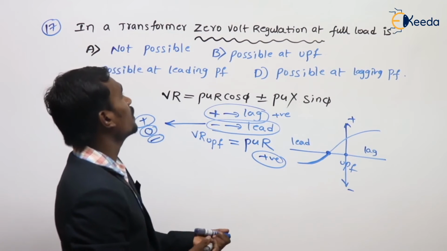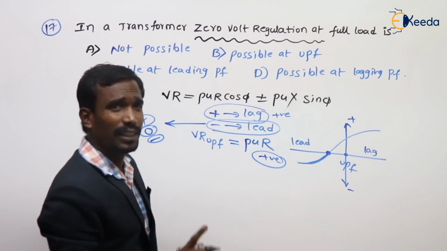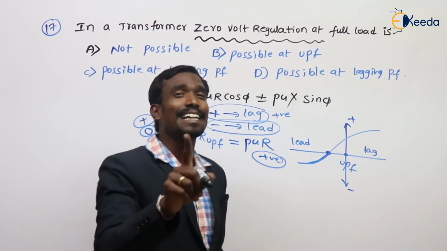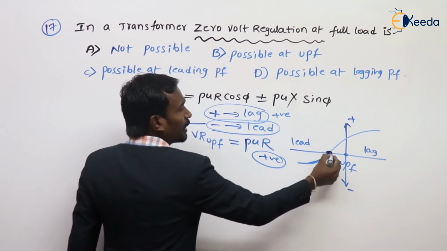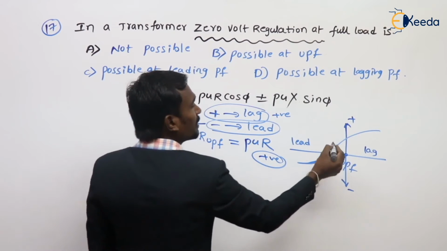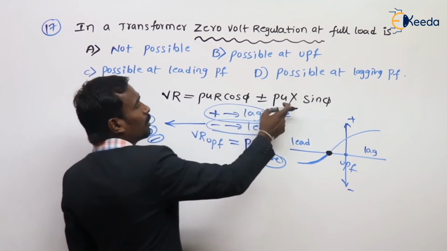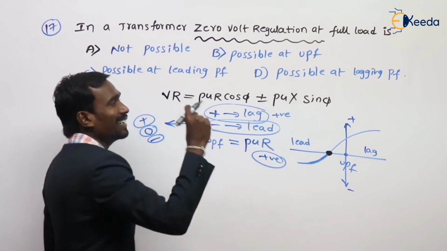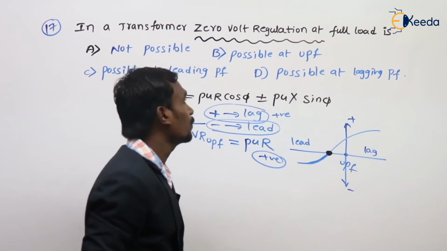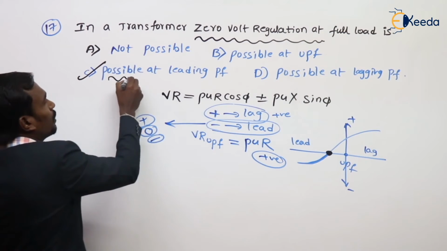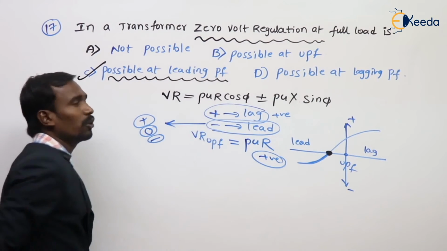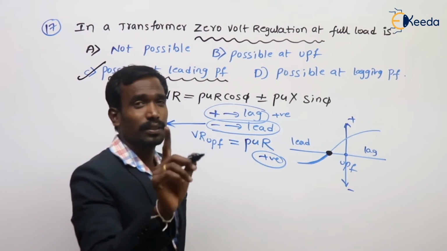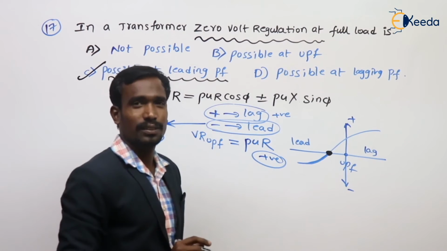Now they ask the question: zero voltage regulation at full load is. Zero voltage regulation is possible only in leading load. Only in leading load does the curve cross zero. Only in leading load are two terms subtracted, and when two terms are subtracted, it may lead to zero. So which of the following is the correct answer? Zero regulation is possible, no doubt, but only at leading power factor. Remember this question, very important.